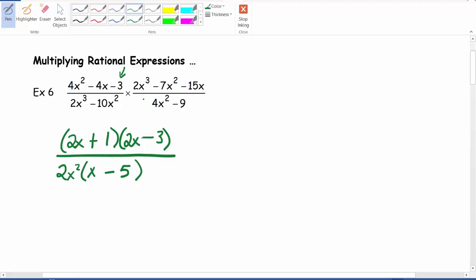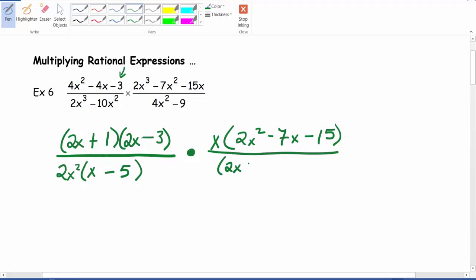Let's go ahead and focus now on the right. In fact, also we'll just go ahead and change that multiply symbol to a big dot, not to confuse it with an x. Factoring this top right item, it looks like we can pull an x out of each item. So we would be left then with 2x squared minus 7x minus 15. On the bottom, we are left with a difference of 2 perfect squares. And so that factors out to be 2x plus 3 times 2x minus 3.